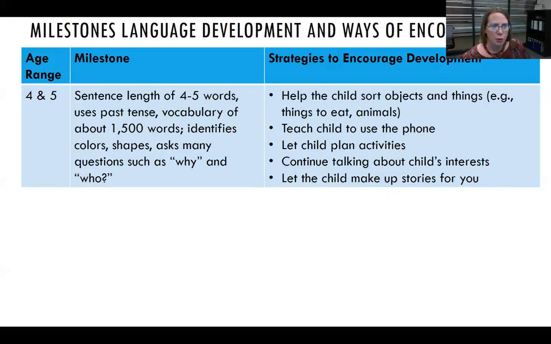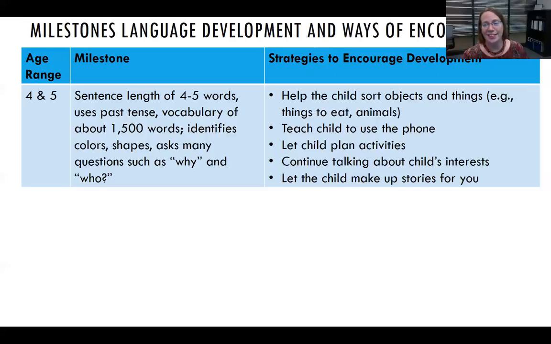In the age range from 4 to 5, they have a sentence length of, again, 4 to 5 words. They can use the past tense. So now they're starting to understand time. They have a vocabulary of about 1,500 words. They can identify colors and shapes. They can ask many questions such as why and who. And the why game is really a fun one.